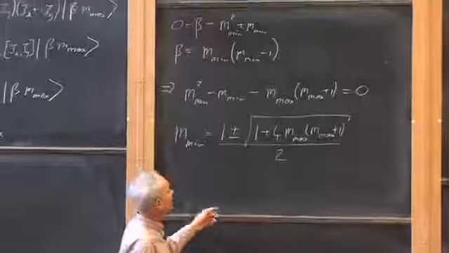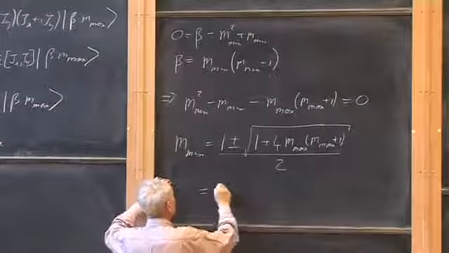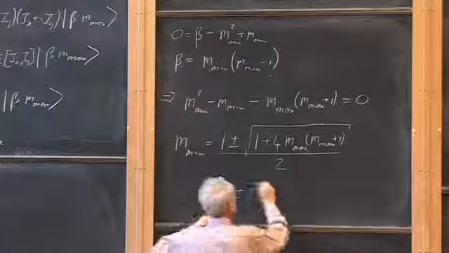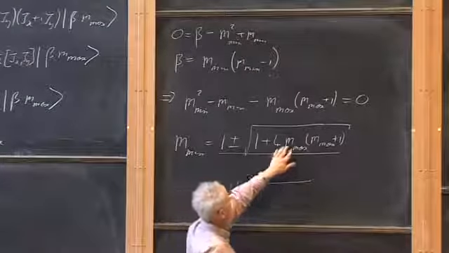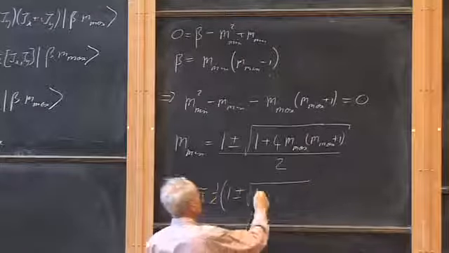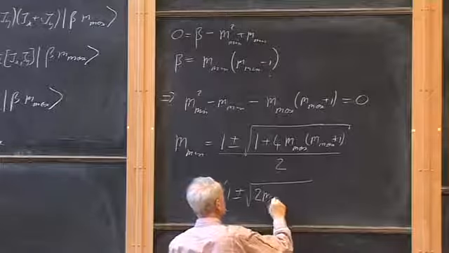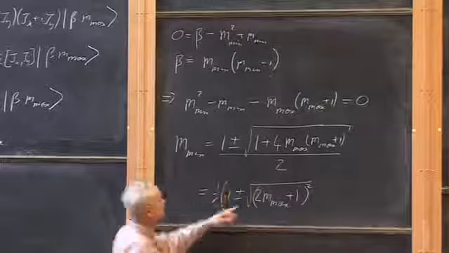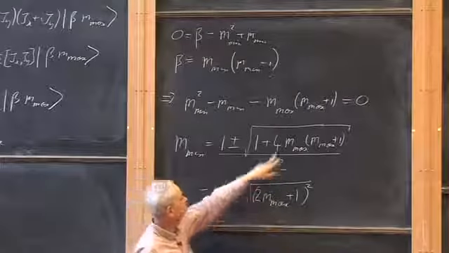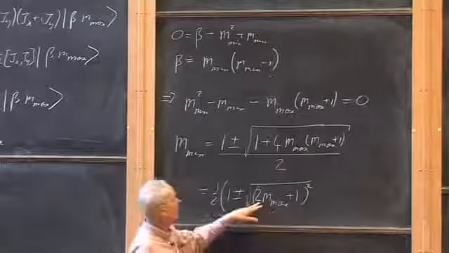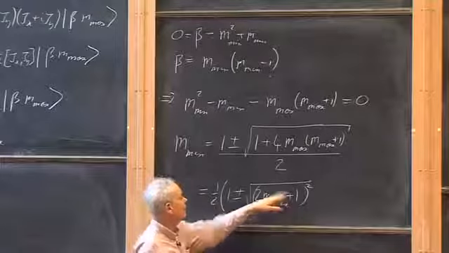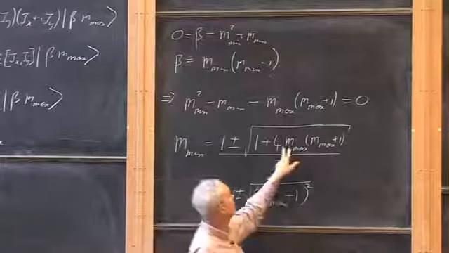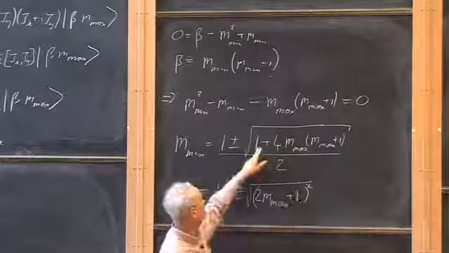Looks ugly, but actually it's very beautiful, because this is going to be a half of 1 plus or minus the square root of... well, let me write down what it is, and you can tell me whether you agree with it. It's m max plus 1 squared. If you square this stuff up, you get 4m max squared. You also get 4m max from the cross terms. 2 times 2 makes 4, so that's that, and you also get a 1, that's that.